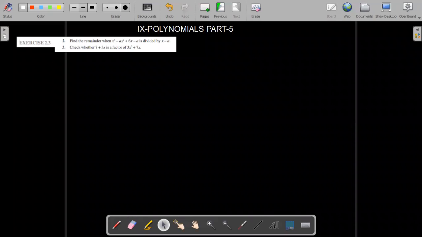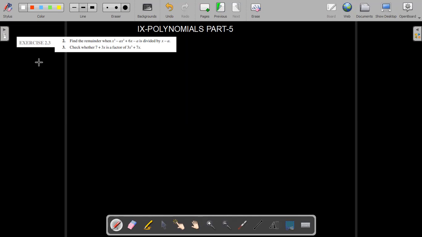Okay, so today we will start part 5, polynomials. We were doing exercise 1.3. Now we will take question number 2, find the remainder when it is divided by x minus a. This remainder theorem we have seen: when x minus a equals 0, find the value of x and substitute to get the remainder. That same question that we did before also.